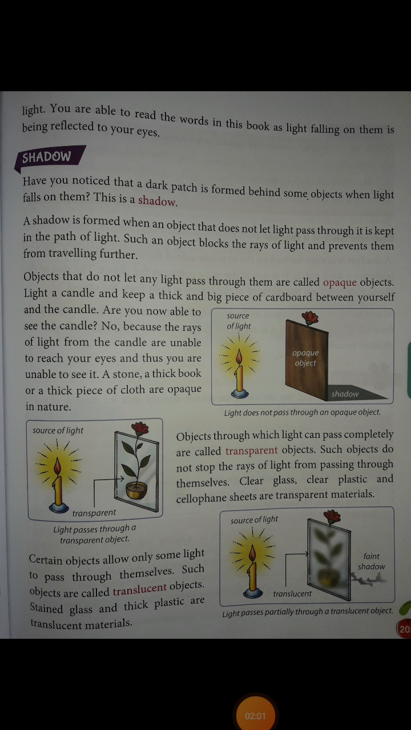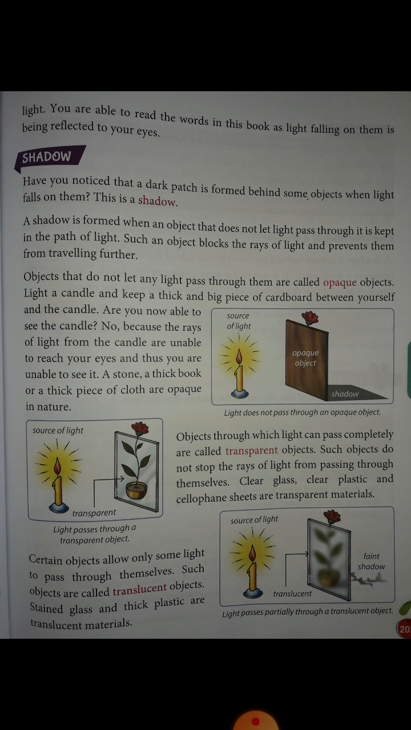Let's learn about the shadow. Have you noticed that a dark patch is formed behind some objects when light falls on them? This is a shadow. A shadow is formed when an object that does not let light pass through it is kept in the path of light. Such an object blocks the rays of light and prevents them from traveling further. Objects that do not let any light pass through them are called opaque objects.